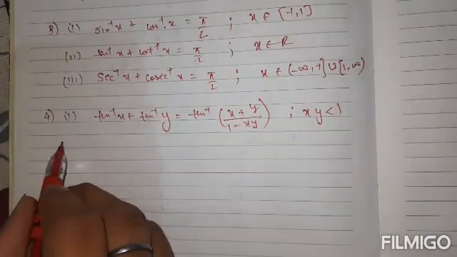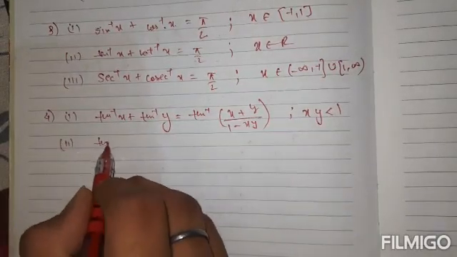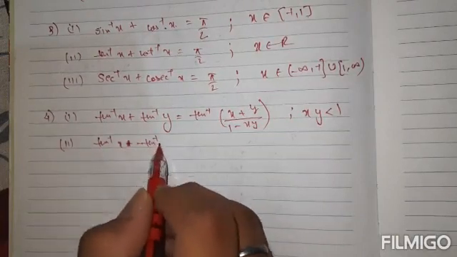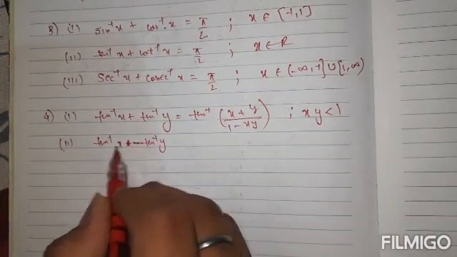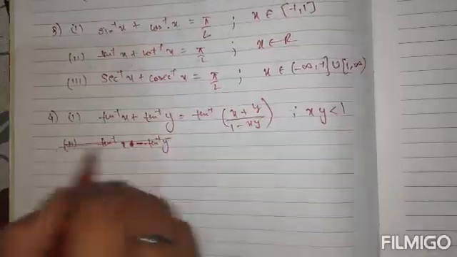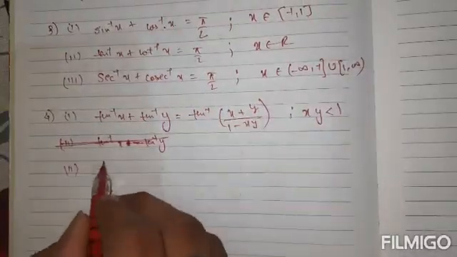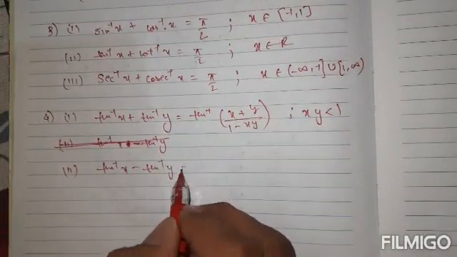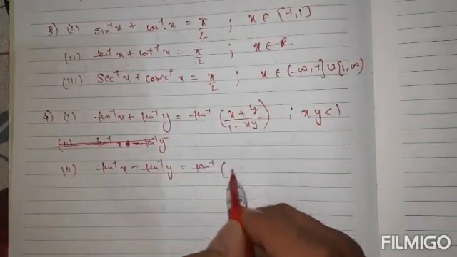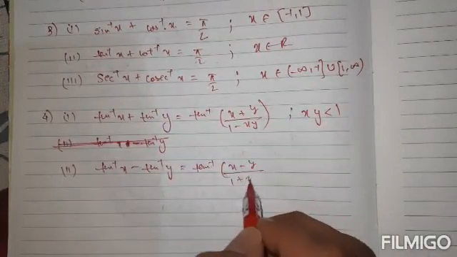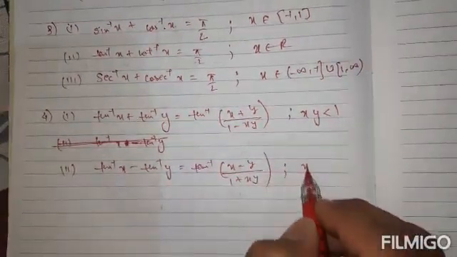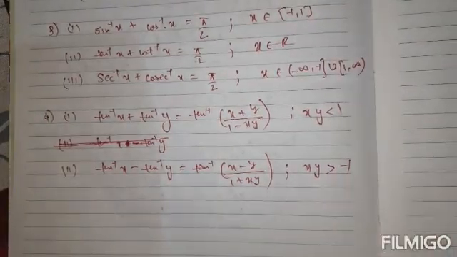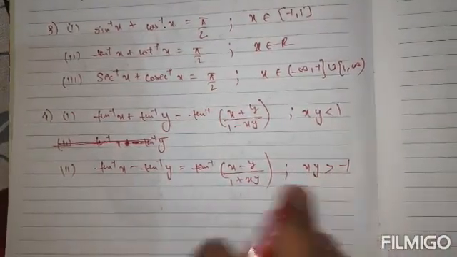Then next one is tan inverse x minus tan inverse y. Note that this is tan inverse x minus tan inverse y. It is equal to tan inverse of x minus y upon 1 plus xy, and this is applicable when xy is greater than minus 1. Meaning this product xy is greater than minus 1, then only this is applicable.